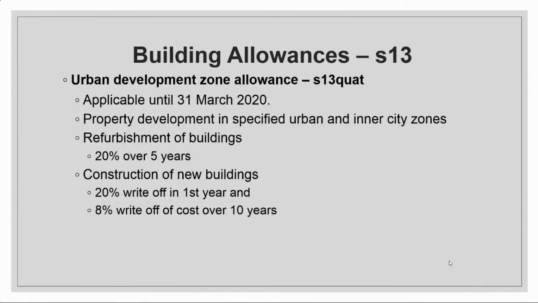Urban developments, that is where we are either refurbishing some of the buildings in our inner cities or we're constructing new buildings. If we refurbish our old building in our inner cities, you can write it off over 5 years at 20%, whereas if we demolished it and we built a new one, it would be 20% for the first year and then 8% for the remaining 10 years.